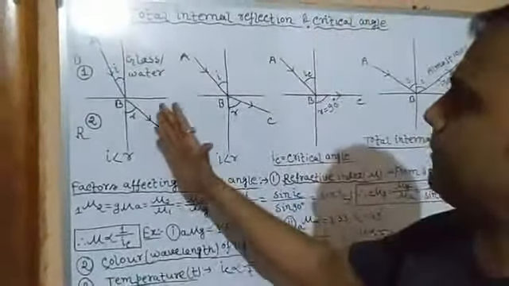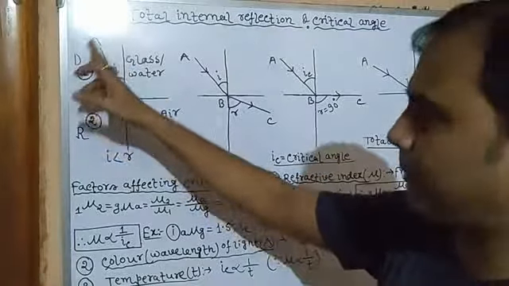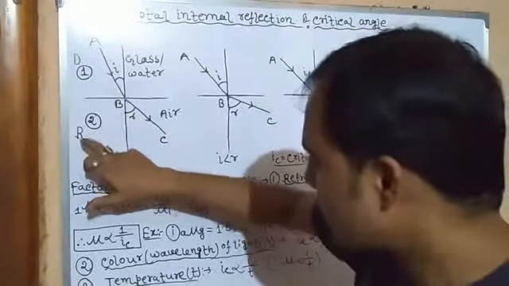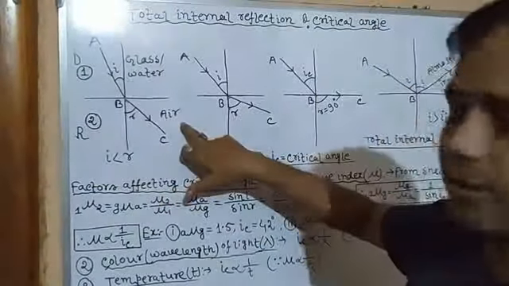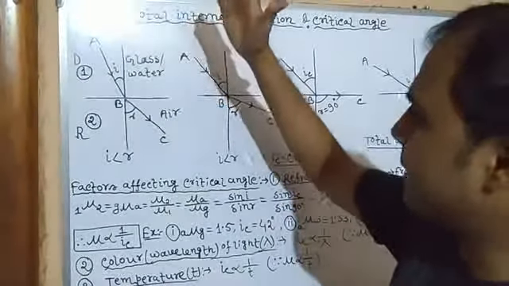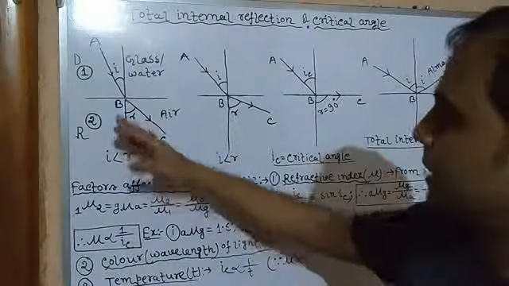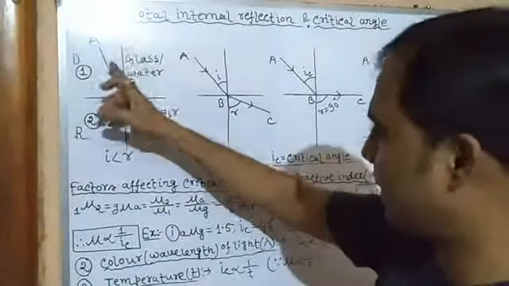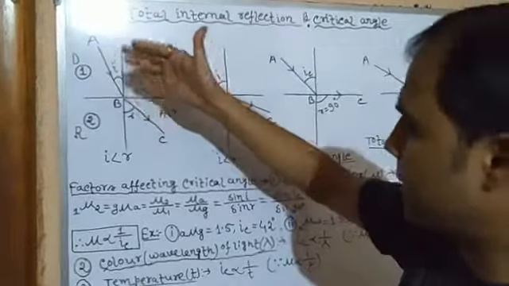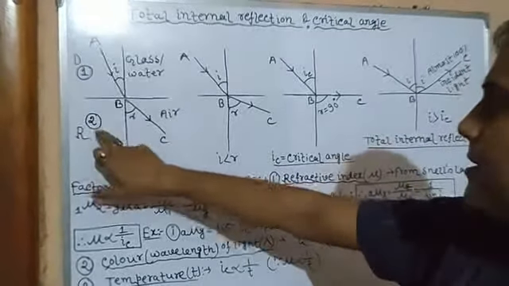Here in the first diagram you can see the first medium is considered the denser medium, which we may assume is either glass or water, and the second medium is the rarer medium, which is air. Light is traveling from denser to rarer medium. Since light has started its journey from this medium, it is considered the first medium, and since after refraction it is entering the second medium, it is considered the second medium.